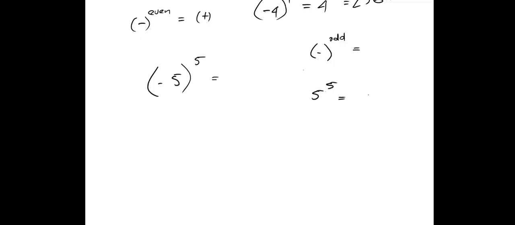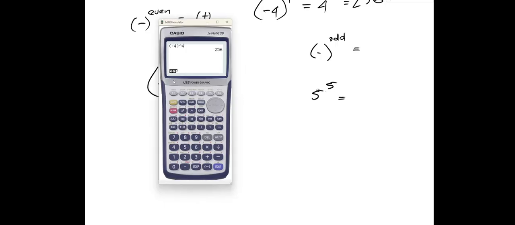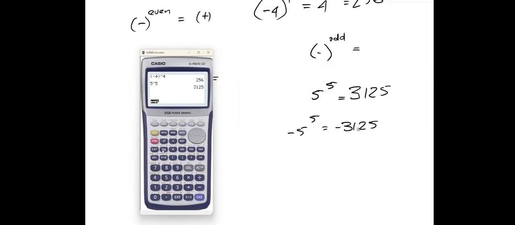5 to the power of 5. I don't actually know what that is off the top of my head. 5 to the power of 5, 3,125. So therefore negative 5 to the power of 5 must be the same number but negative. And just to test it out, grab our calculator, clear that. Negative 5 to the power of 5, negative 3125.